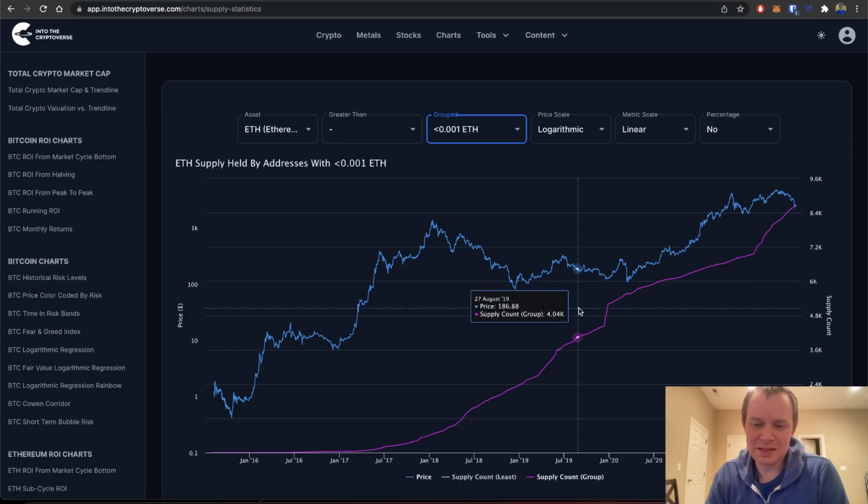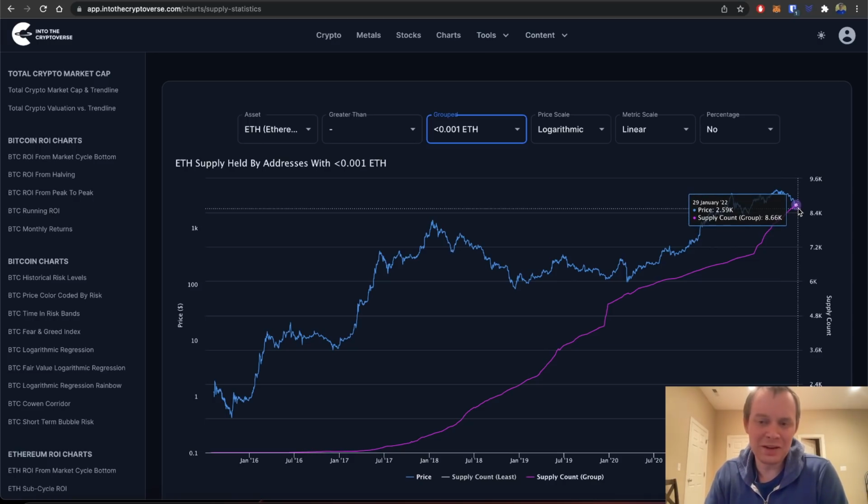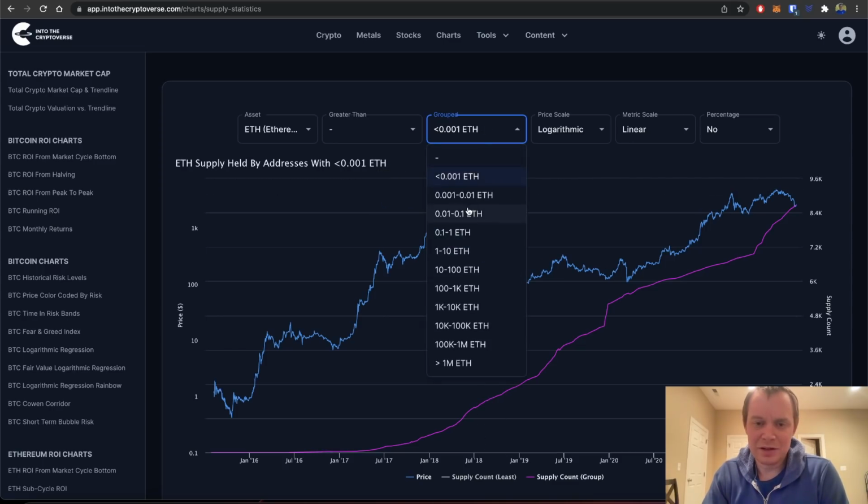But what I guess is interesting is the slope, the angle of attack. You can see it sloped up a lot here, right before this started to rally. It also sloped up here as well, which was a significant move up from where it was previously. But you can see that in total today, the total amount of Ether held by wallets that hold less than 0.001 ETH is only about 8.66 thousand Ether. Okay. Now, let's go to the next level.